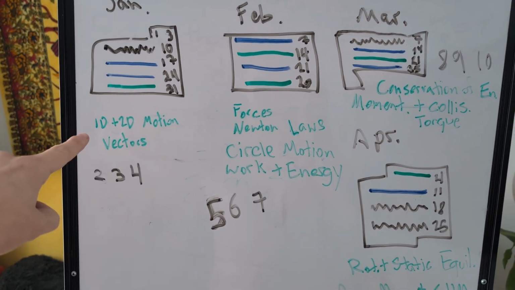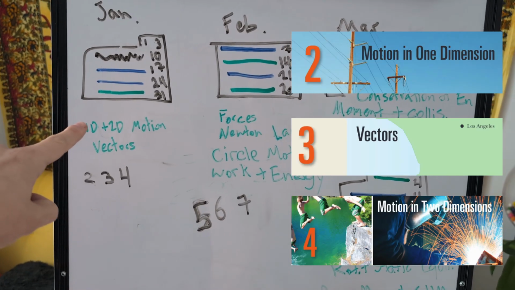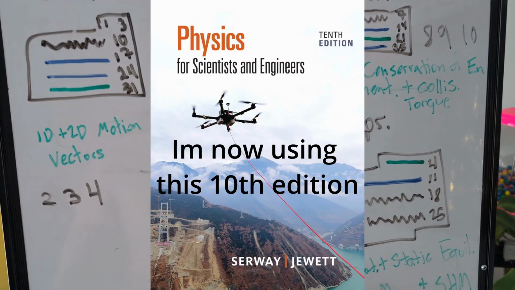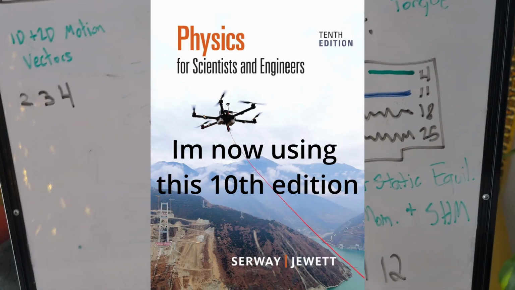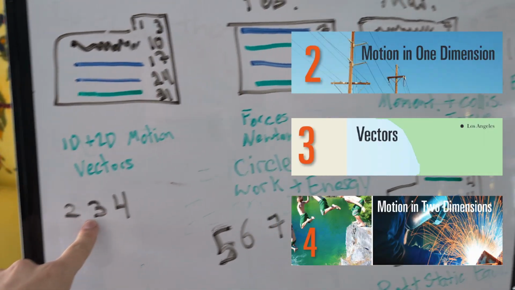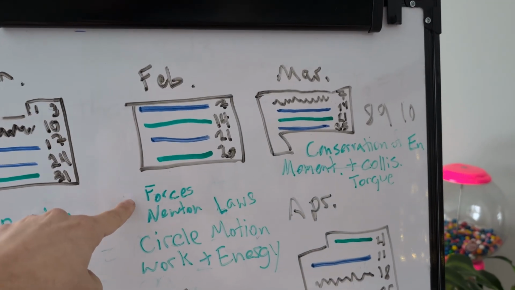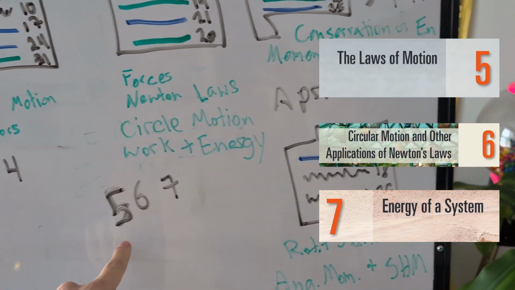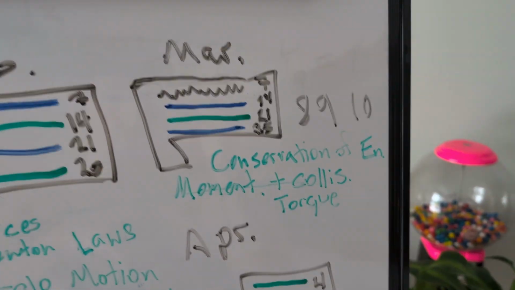In January, you get to learn one-dimensional and two-dimensional motion, and vectors. In my 9th edition book of Serway and Jewett, that corresponds to chapters 2, 3, and 4. February: forces, Newton's laws, circular motion, work and energy, chapters 5, 6, and 7.